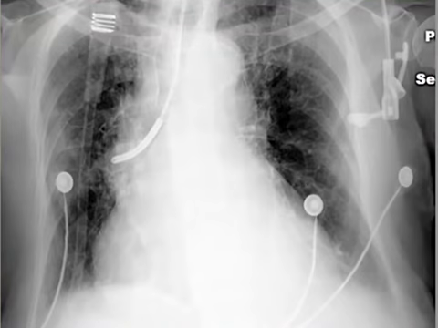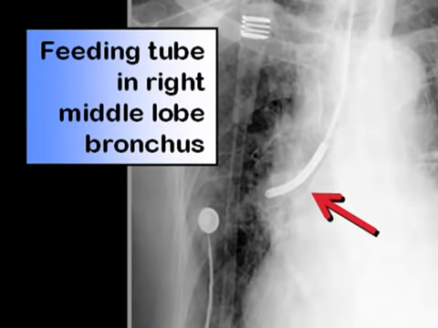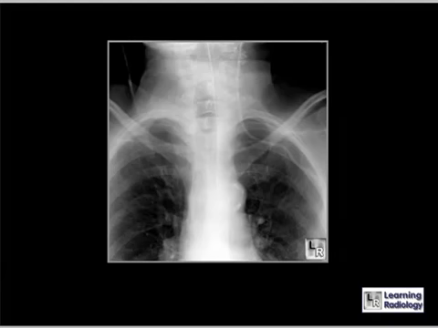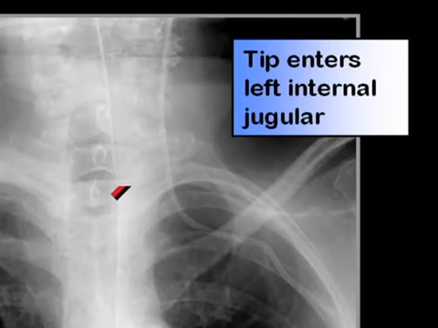What's wrong with the placement of this Dobhoff tube? Well, the feeding tube is clearly not in the esophagus. It's in the right middle lobe bronchus. Following insertion of a central venous catheter, this image was obtained. The tip of the catheter is in the left internal jugular vein rather than in the superior vena cava where it is intended to be.